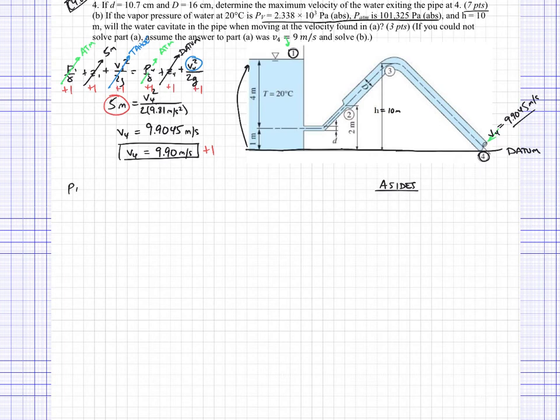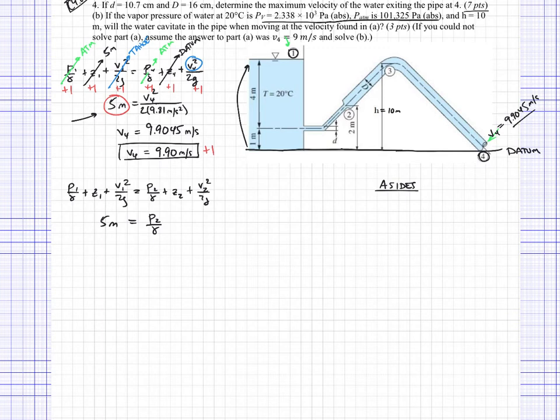So I'll do P1 over gamma plus Z1 plus V1 squared on 2g equals P2 over gamma plus Z2 plus V2 squared on 2g. This whole left-hand side is going to come out to 5 meters because it came out to 5 meters over here, so I'm not really all that worried about it. P2 on gamma is what I want to solve for. I'm pretty sure it's going to have a negative pressure, but the real question is, is it going to be negative enough to cavitate?